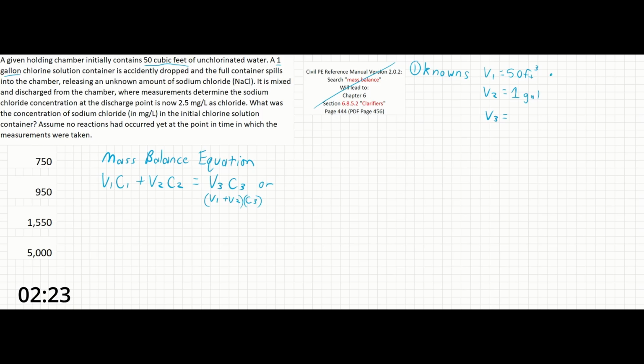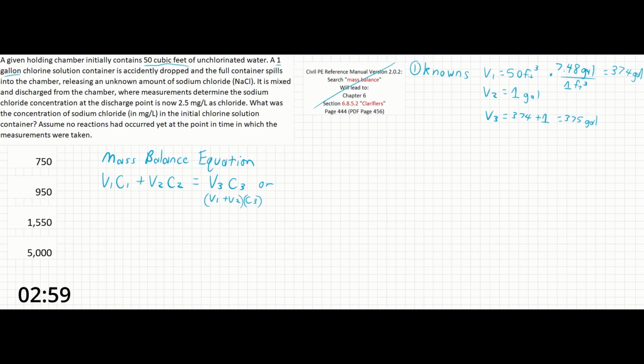So if we multiply 7.48 gallons over 1 cubic foot, we can get just about 374 gallons for our volume 1. This would mean that our total is 374 plus 1 equals 375 gallons for volume 3.